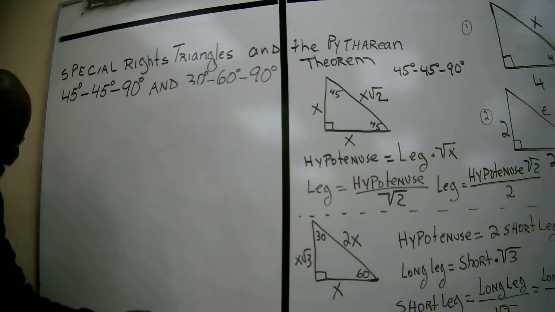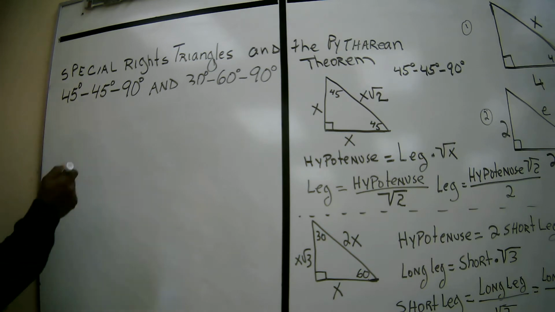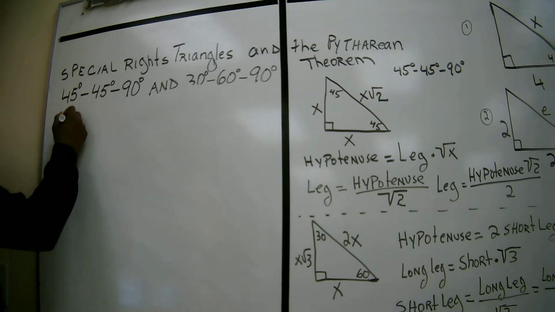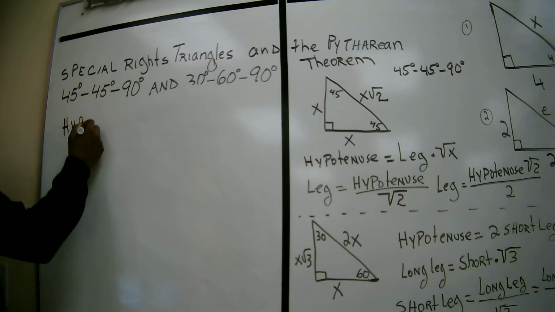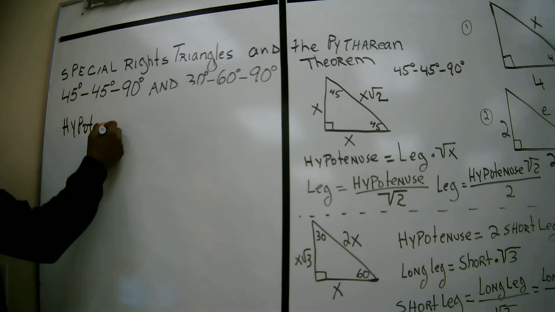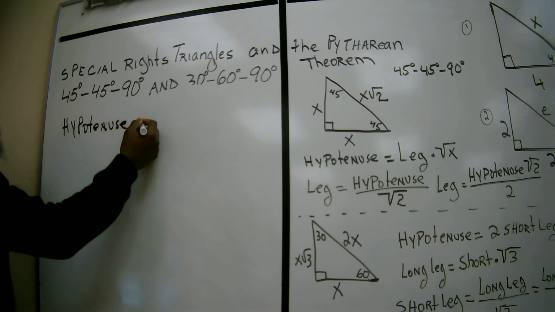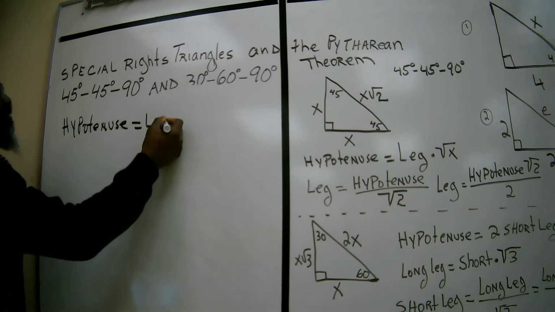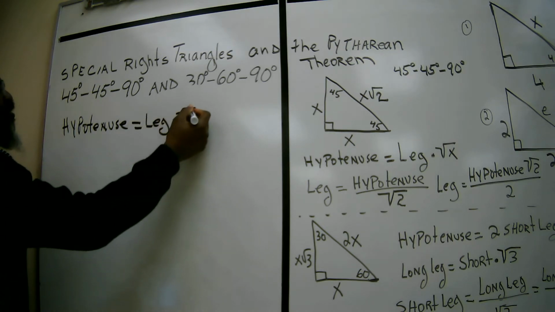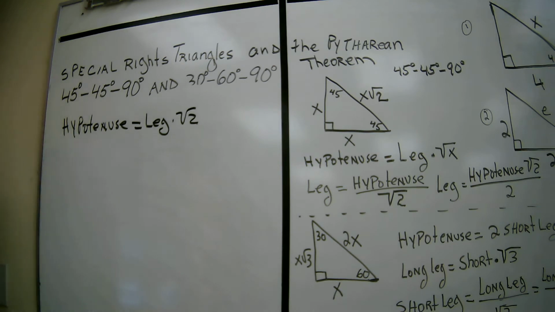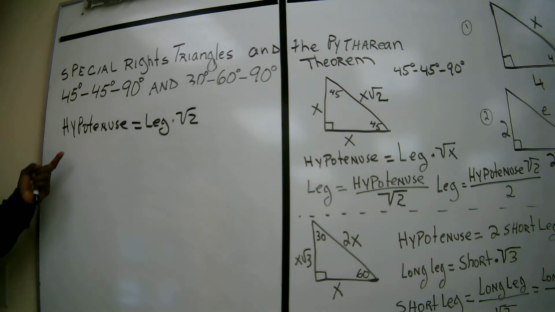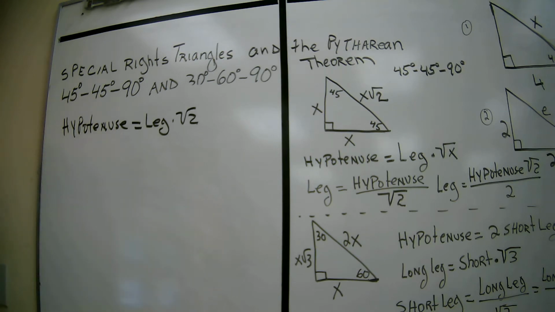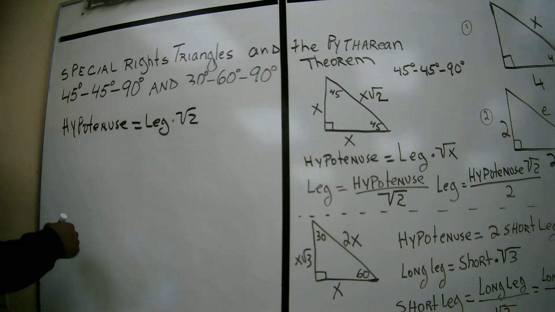So when we were finding the hypotenuse in the 45-45-90, the hypotenuse will always equal the legs, whatever the legs are, multiplied by square root of 2. That will give you the hypotenuse. Now, not all the time will they give you the legs. It can give you the hypotenuse. Once they give you the hypotenuse, then you will use the inverse of that.